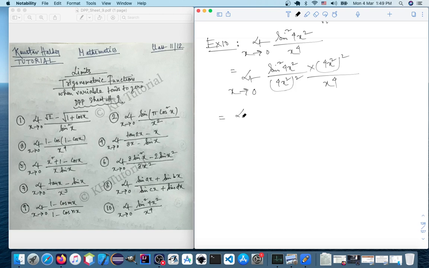This becomes, okay, so this is sine 4x square by 4x square whole square, and over here we have 16x to the power 4 divided by x to the power 4, which becomes 16. Now if we apply the standard result, sine 4x square divided by 4x square when x tending to 0 is 1, so the answer is 16.